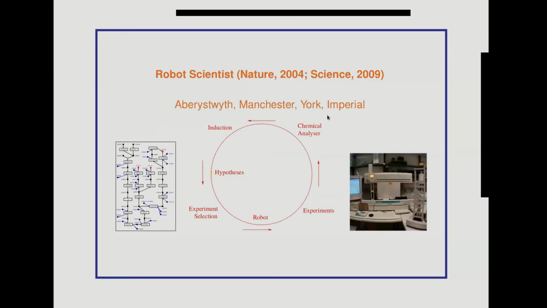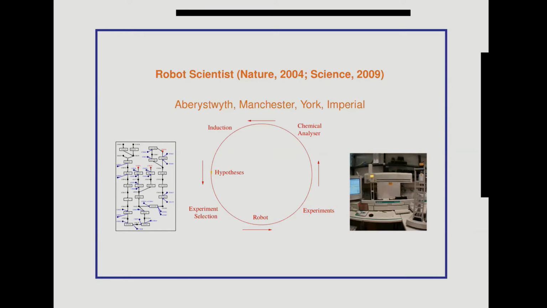So the robot scientist project was a project between four universities, Aberystwyth, Manchester, York, and Imperial. These are all in the UK. It involved a cycle, which you'll see here. You can start anywhere that you like, but essentially you're getting some experimental data from experiments, feeding that into a chemical analyzer, and using an inductive process to generalize the experimental results with respect to some known background knowledge.